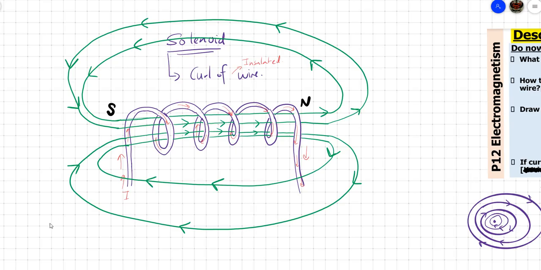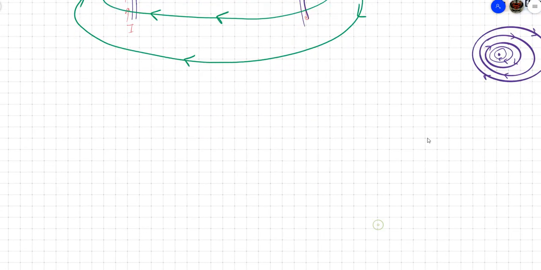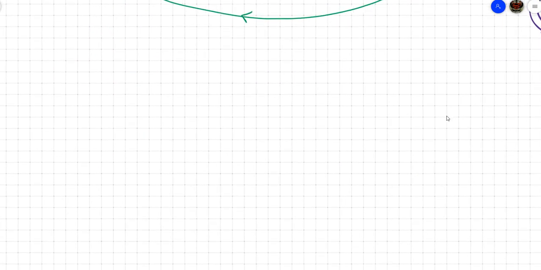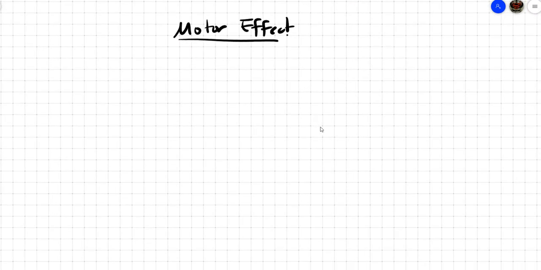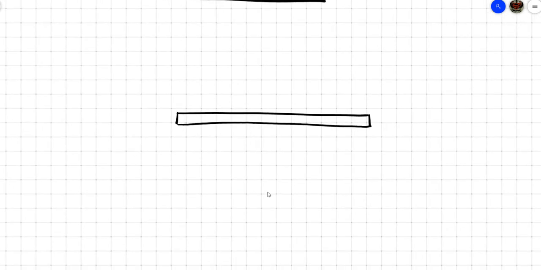Okay, now we are ready to look at the motor effect. Okay, now let's break it down for you. So what we have is a piece of wire like this. In the wire we have current flowing through it. Let's say current going this way. Now, what's going to be created around the wire?